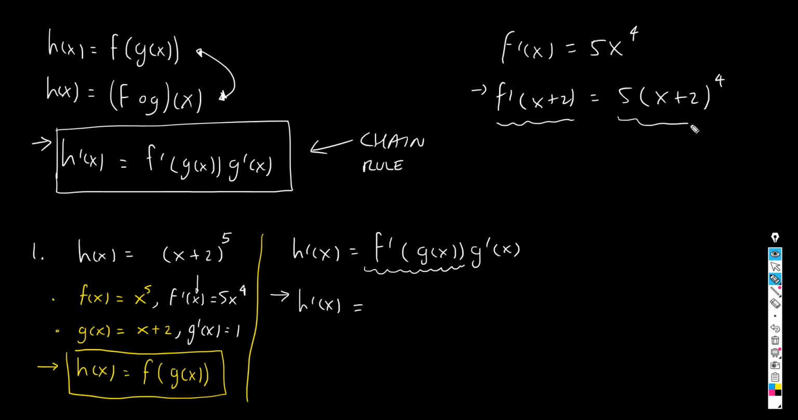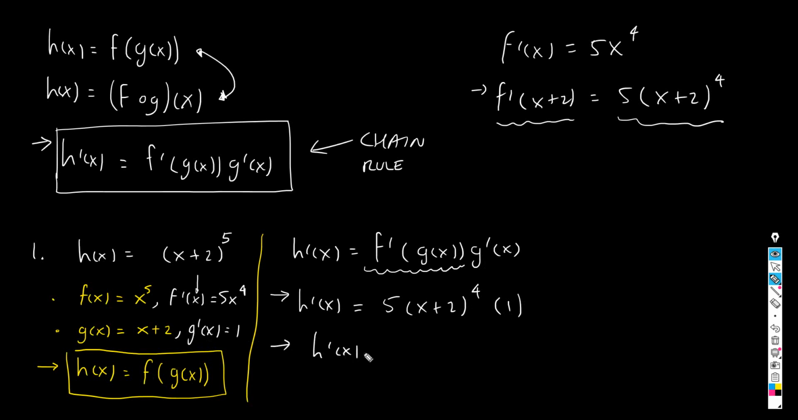So let's put this in here: 5x plus 2 to the 4, and then g prime of x. And this one goes directly from here. g prime of x is equal to 1. So there it is, I'm done.